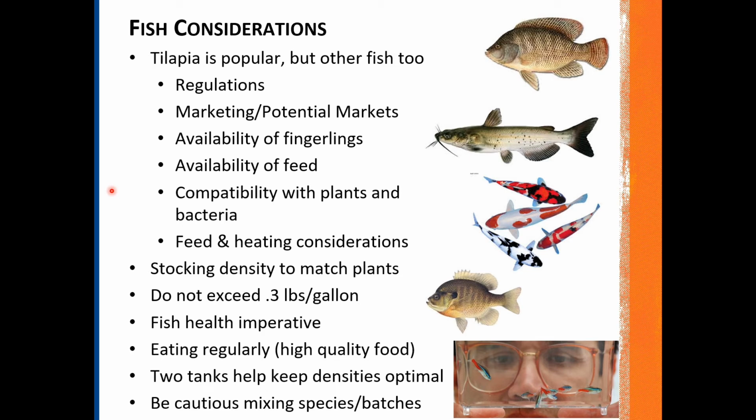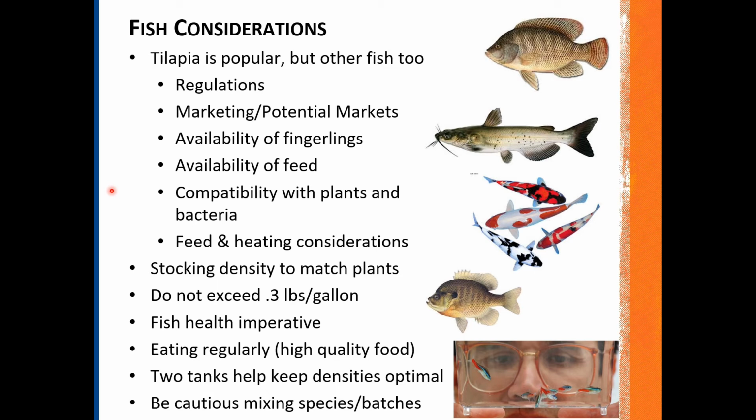Your stocking density is going to be determined by how many plants you decide to raise. The plants are really the biggest output from your system, you get a lot of plants with very little fish. So you determine your plant density, and then you work backwards to determine your stocking density. And a lot of the resources that we have for you today will help you do that.